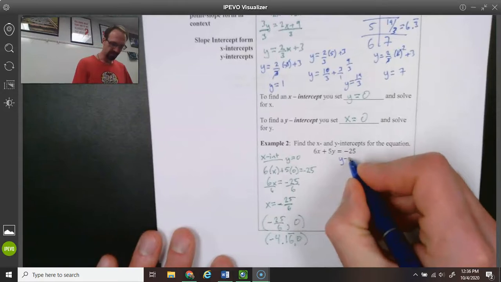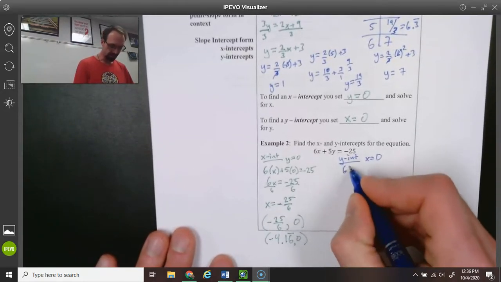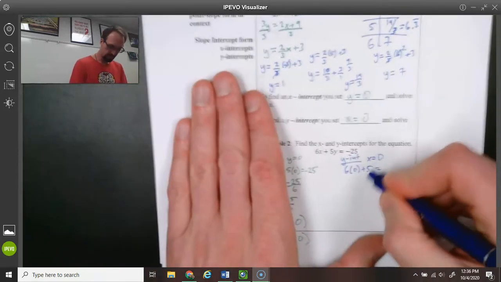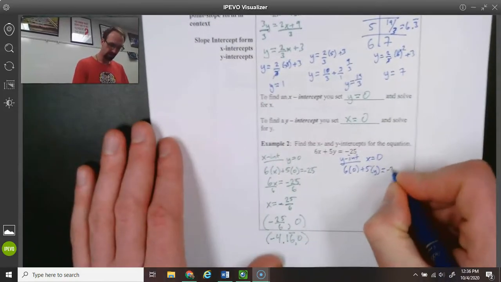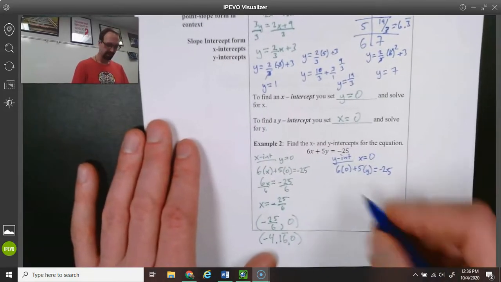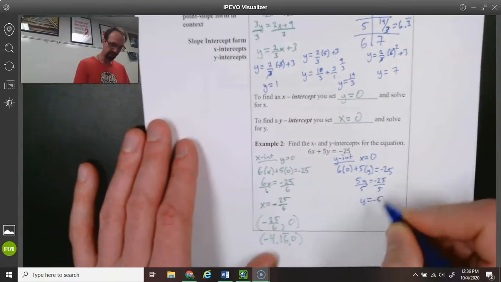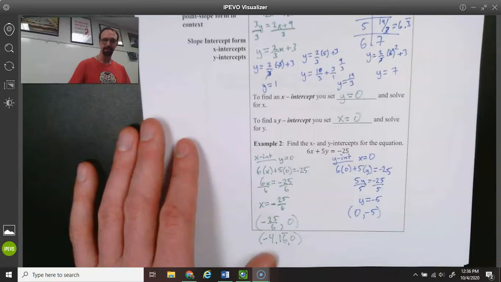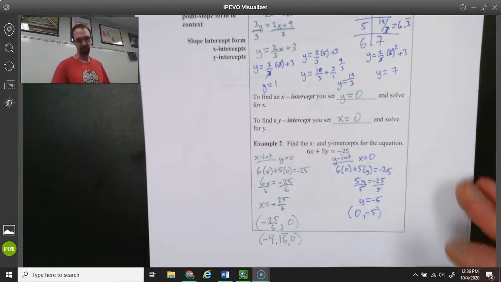So now to find the y-intercept, we plug in x equals 0. So I have 6 times 0 plus 5y equals negative 25. So 6 times 0 is 0. So I have 5y equals negative 25. Divide by 5, divide by 5, you get y equals negative 5. So my y-intercept is going to be 0, comma, negative 5. I don't need to convert that from a fraction to a decimal because it is in both.